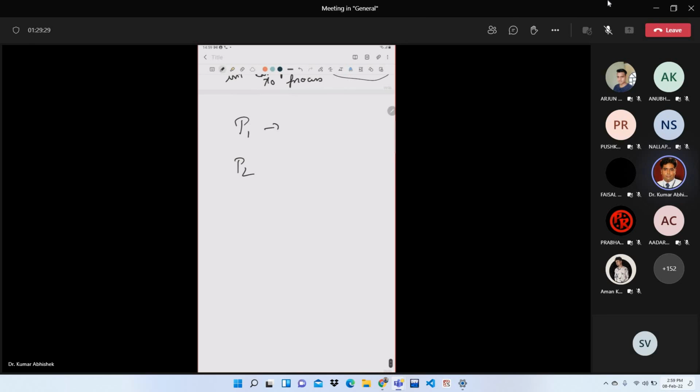Priority of one is 2, of the other is 3. So now that means what? This will be static. If during the process execution these 2 values remain the same, 2 and 3, then we will call it as static priority.